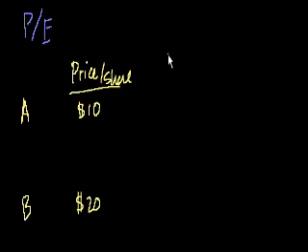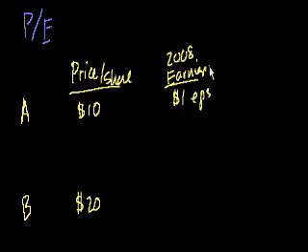And let's say that is 2008 earnings. Company A made $1 per share. $1 of EPS. This is earnings per share, not total earnings. To figure out total earnings, we would take this number and multiply by the number of shares. And let's say company B made $5 per share. $5 EPS, earnings per share.